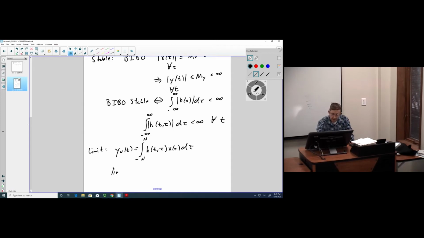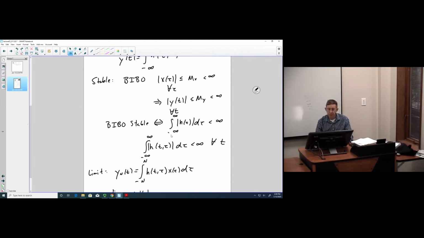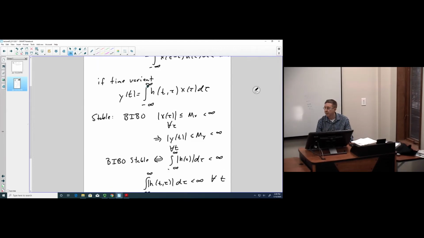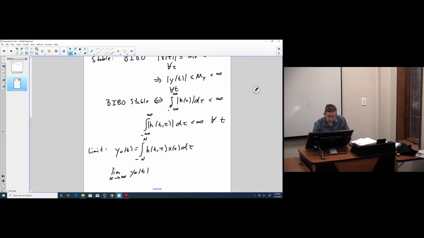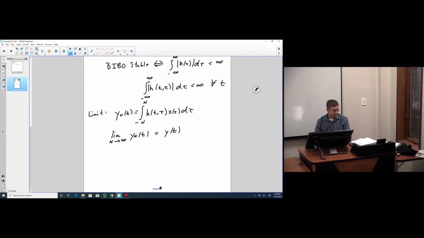Obviously, as n gets big, this quantity turns into this integral I have up here. I just let the limit of the integral get large. So in the limit, this turns into y of t. But you've got to be careful. Really, what is this integral?